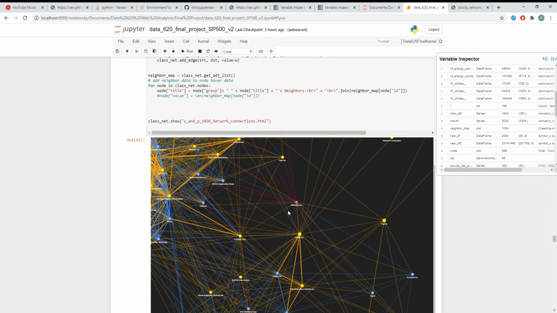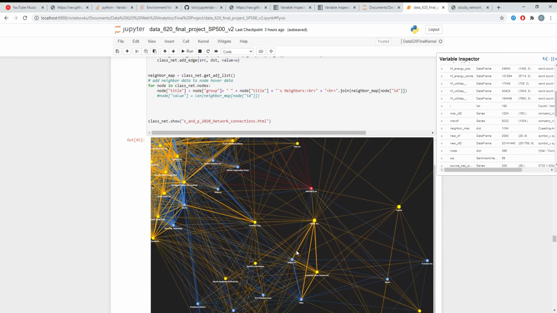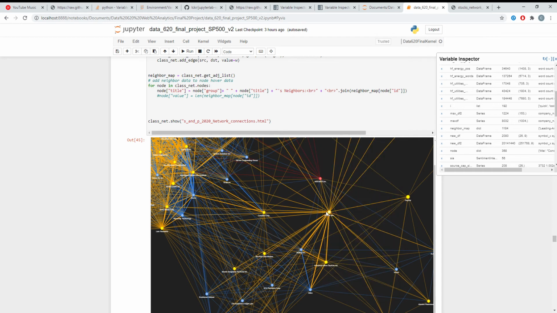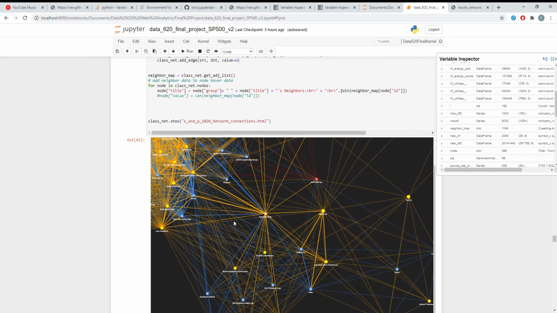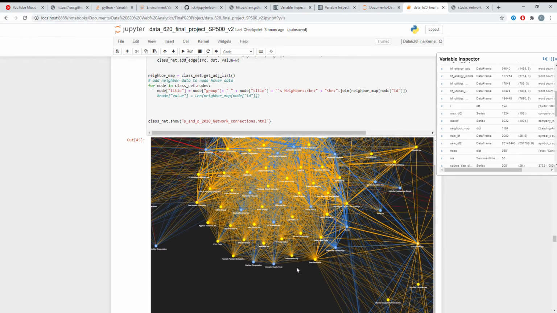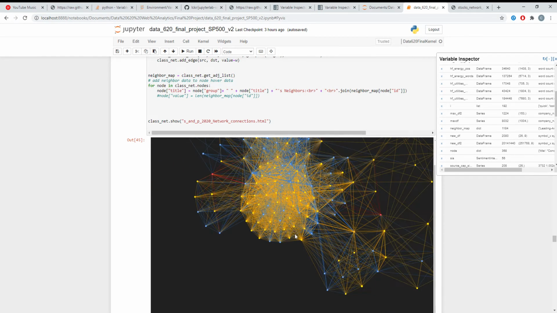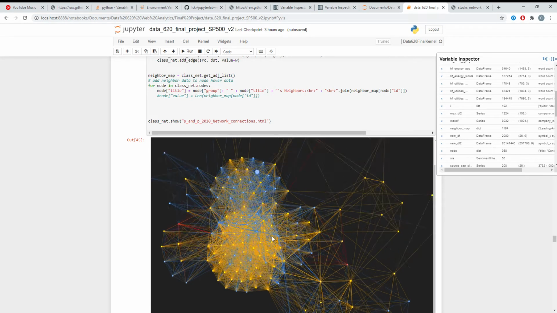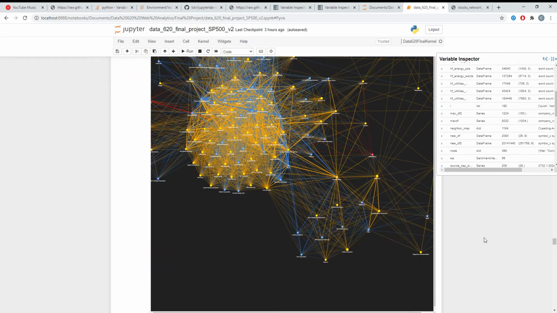You can kind of see different areas of the network and the type of sentiment that they have around them, according to public opinion or Twitter itself. So I thought that was an interesting view of the network.